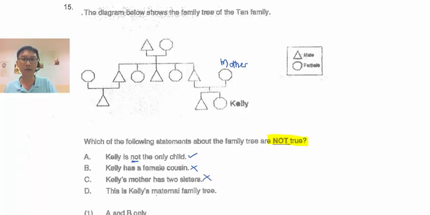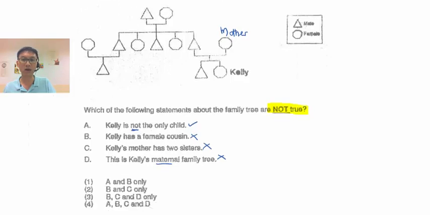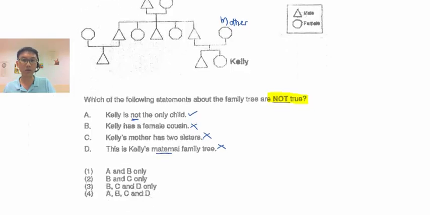This is Kelly's maternal family tree. Maternal means mother. So is this the maternal family tree? I have a lot of information about the father. This whole side is from the father. So it's not true. This is not the maternal family tree because the maternal family tree will be on this side. But I don't have anything here. So what's my answer? B, C, and D only. Answer is 3.